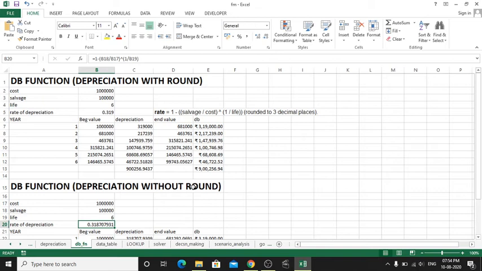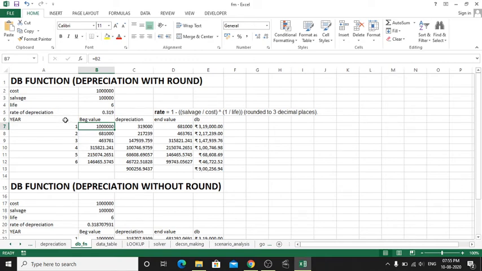Here we have the cost value, salvage value and life. For the rate of depreciation, as in the previous sheet, we used the same formula here also: 1 minus salvage divided by cost raised to 1 by life, the useful life value. And we use the round function here since this is the DB function depreciation with round. I obtained 0.319 as the fixed rate.